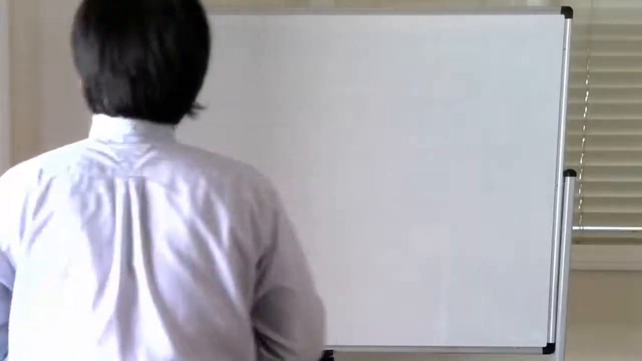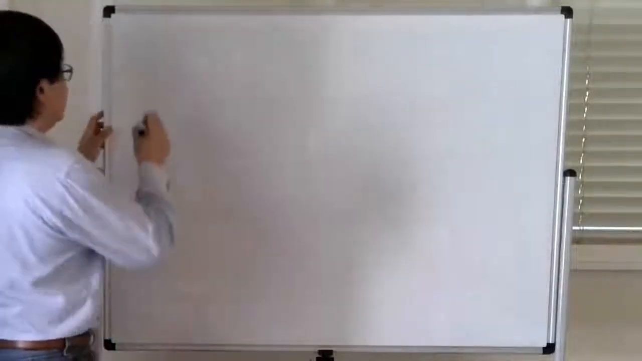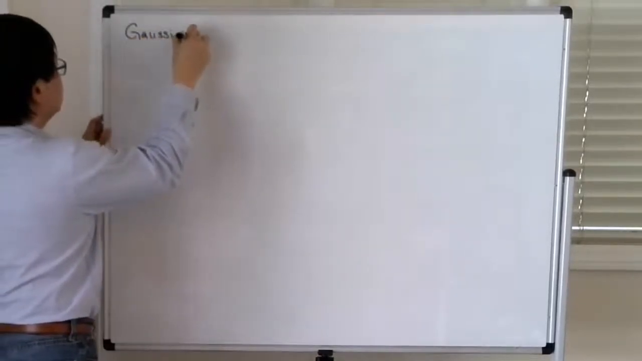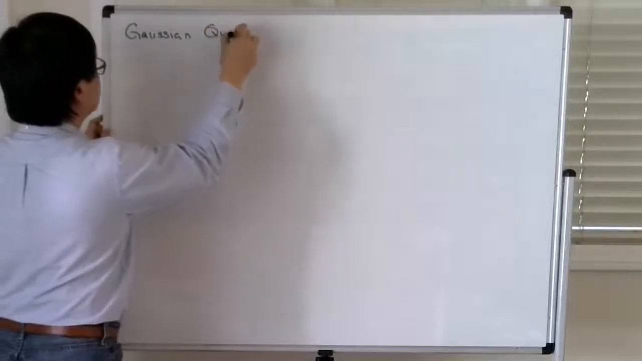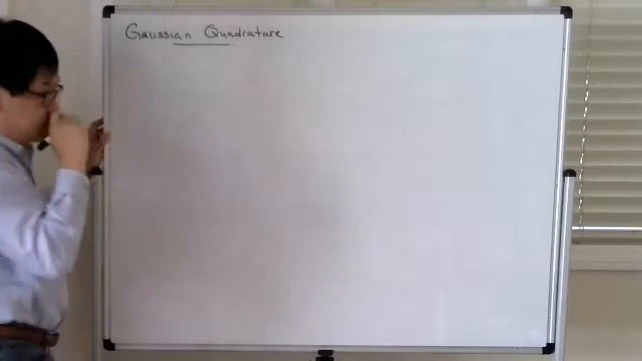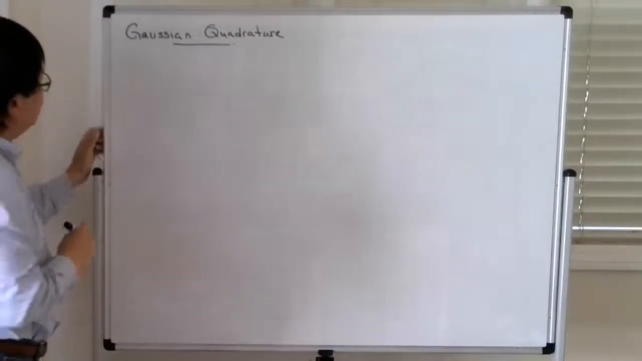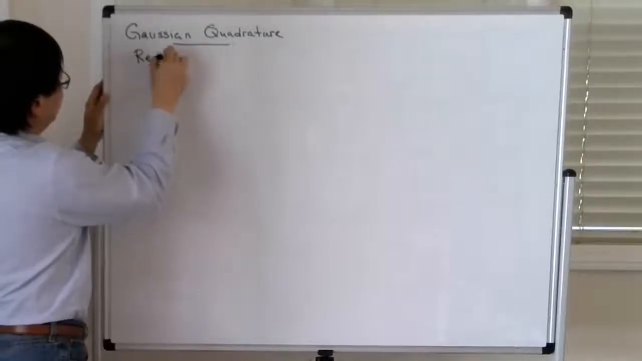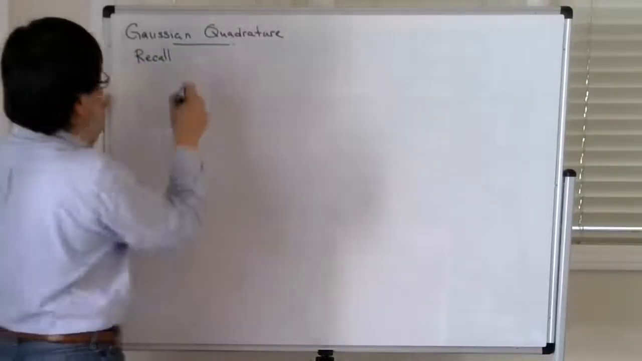All right, so now I'm going to discuss what is known as Gaussian quadrature. And Gaussian quadrature is based on the following observation. Okay, so let me just recall Newton-Cotes quadrature rules.